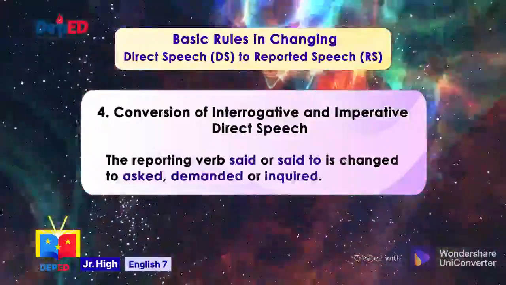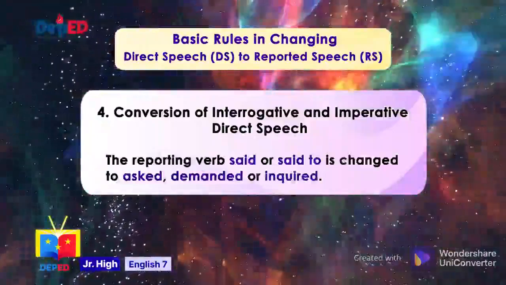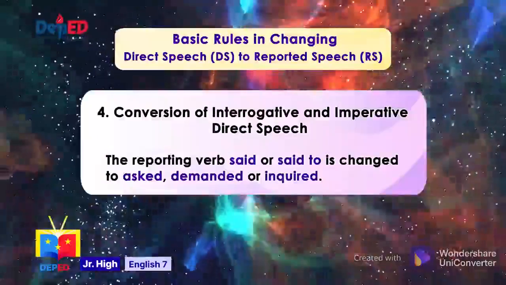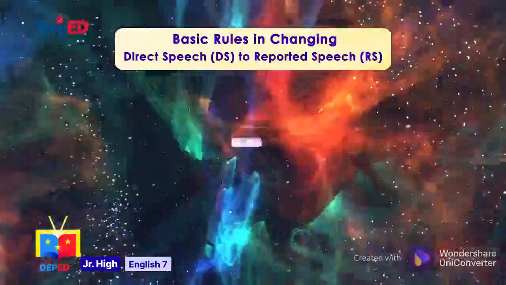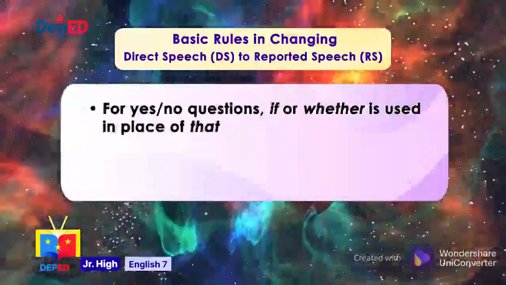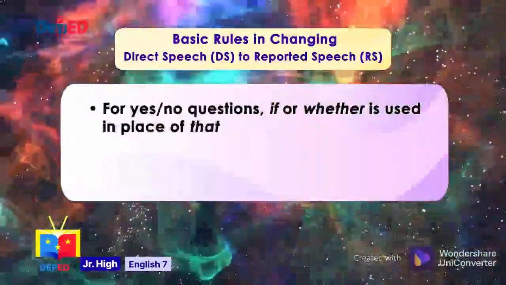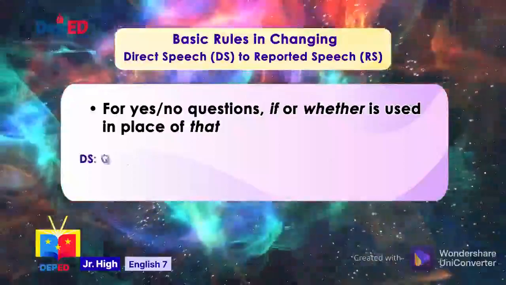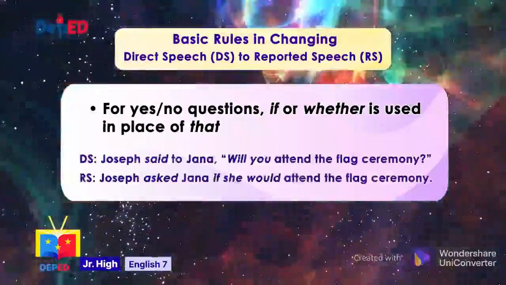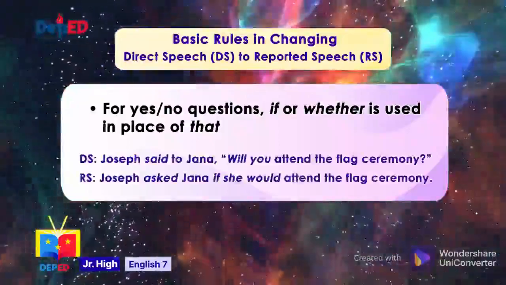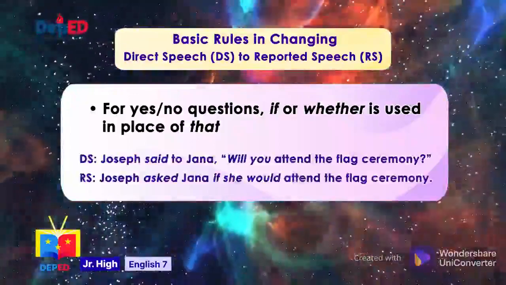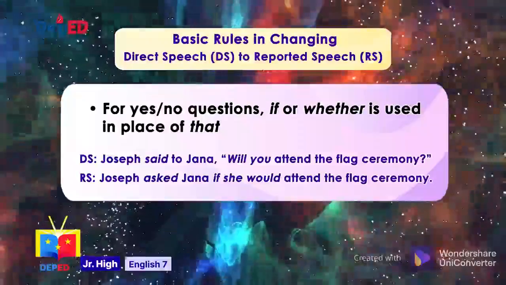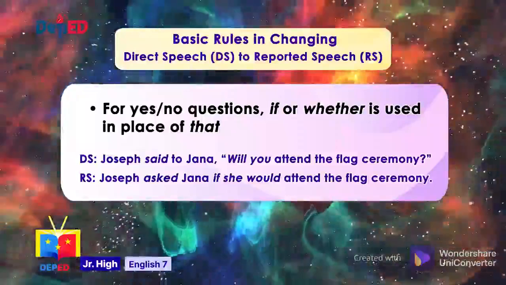Here is the conversion of interrogative and imperative direct speech. The reporting verb said or said to is changed to asked, demanded, or inquired. For yes or no questions, if or whether is used in place of that. DS. Joseph said to Jonna, "Will you attend the flag ceremony?" RS. Joseph asked Jonna if she would attend the flag ceremony.